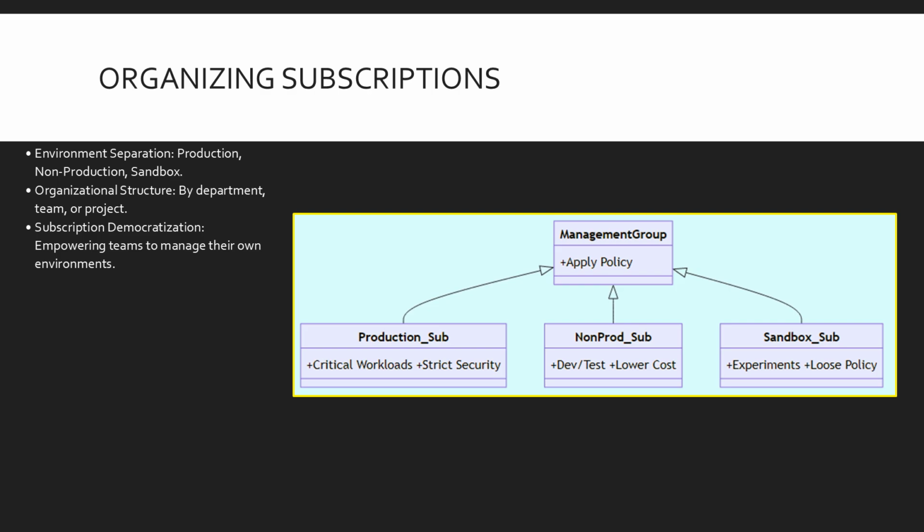Here we see a class diagram representing organization. The management group sits at the top, applying policy. It governs three distinct types of subscriptions: production, defined by critical workloads; non-prod, defined by dev/test activities; and sandbox, defined by experiments. This structure visually separates concerns while maintaining a unified governance model at the top.